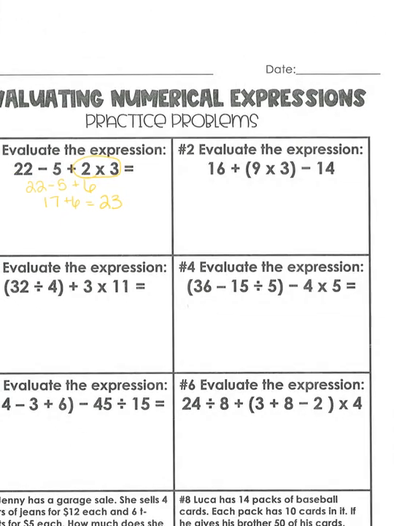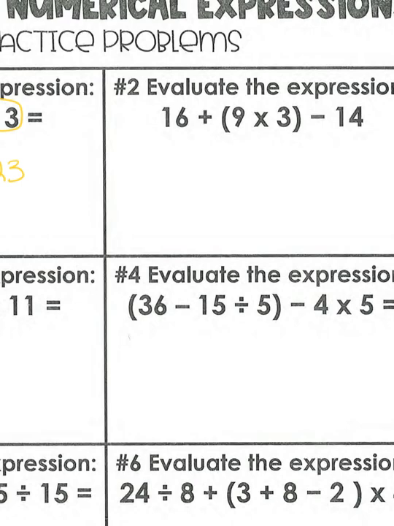Okay. For this one, I have parentheses, so I do that part first. So I'm going to rewrite 16 plus 9 times 3 is 27 minus 14, and now again I just go left to right. So 16 plus 27 is 43 minus 14 is 29. So my answer is 29.